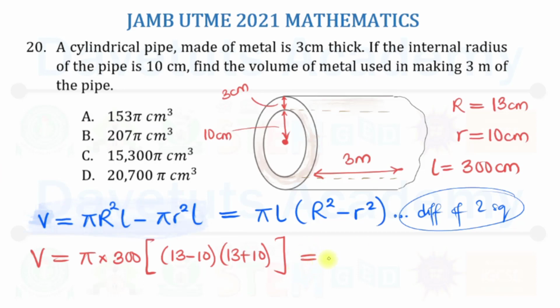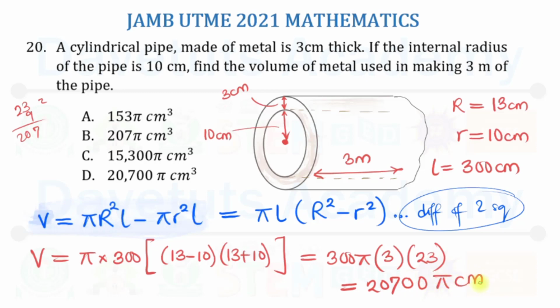So now, we have this to be 300 pi multiplied by 13 minus 10 is 3. Then multiplied by 13 plus 10 is 23. Okay, so can we just multiply this out? 23 times 3, oh, better, 23 times 9. Then I will add the 2 zeros. 9 times 3 is 27, remaining 2. 9 times 2, 18 plus 2, that's 20. So this is nothing but 207, but now I have these other 2 zeros, so 20700 pi centimeter cube.